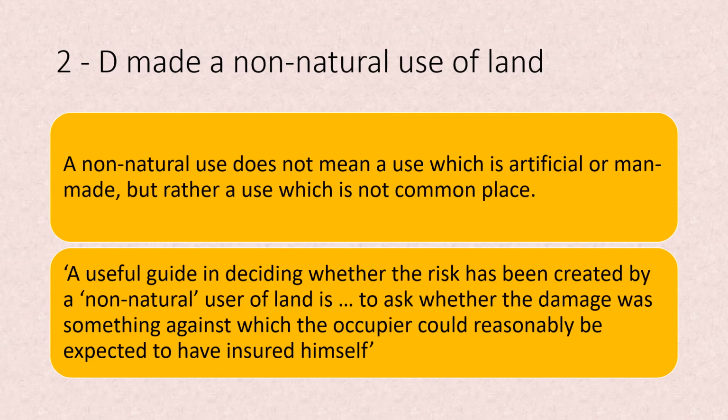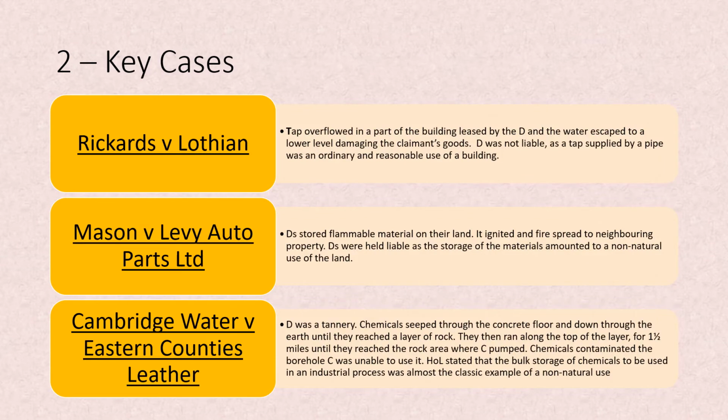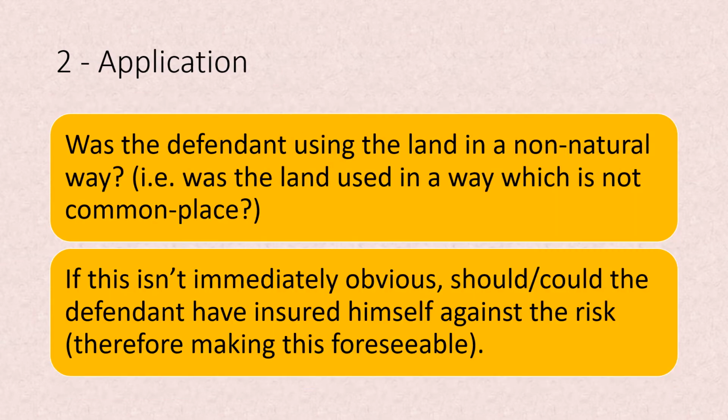And by way of recap, we need to consider the fact the defendant made a non-natural use of the land. A non-natural use does not mean a use which is artificial or man-made, but rather something which is not commonplace. A useful guide in deciding whether the risk was created by a non-natural user of land is to ask whether the damage was something against which the occupier could reasonably be expected to have insured himself. So if it's foreseeable, then it's non-natural. Again, you can support this with some key cases: Rickards and Lothian, Mason and Levy Autopart, or Cambridge Water and Eastern Counties Leather.